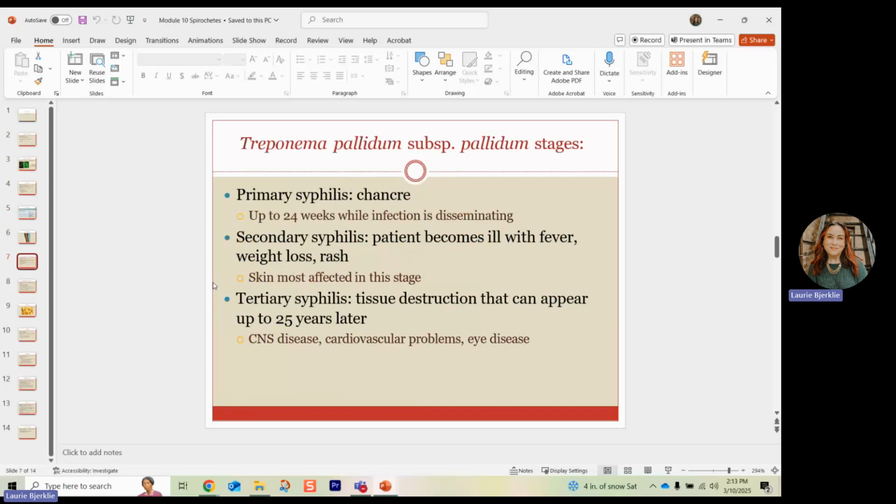Because of the tissue destruction, you're going to see significant issues: cardiovascular issues, eye problems, and then central nervous system disease.